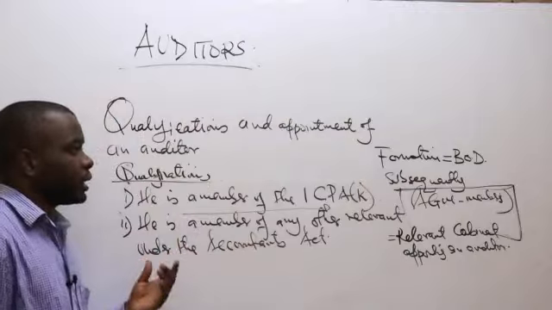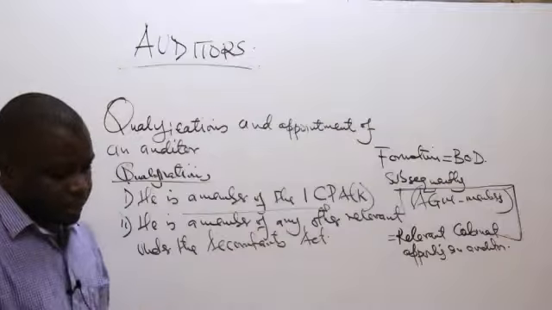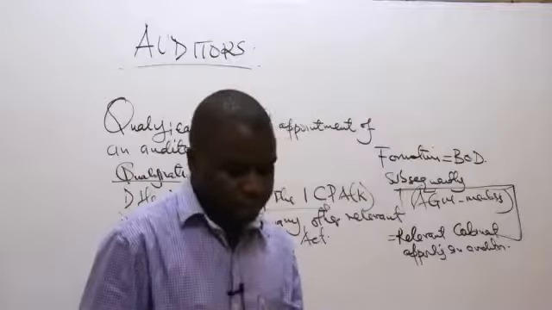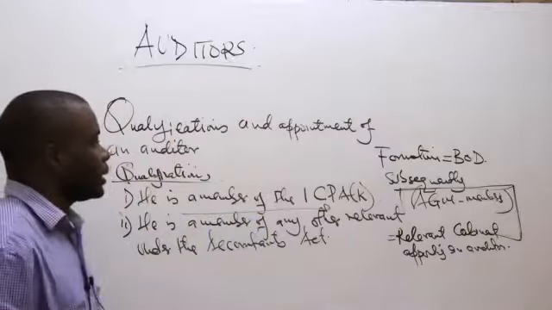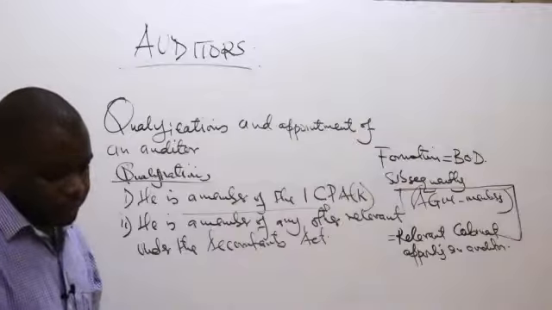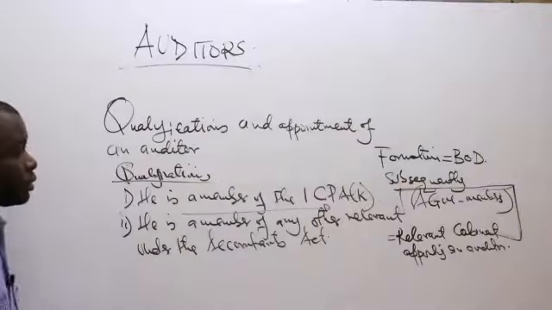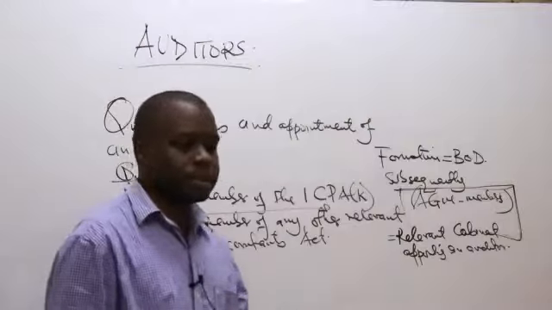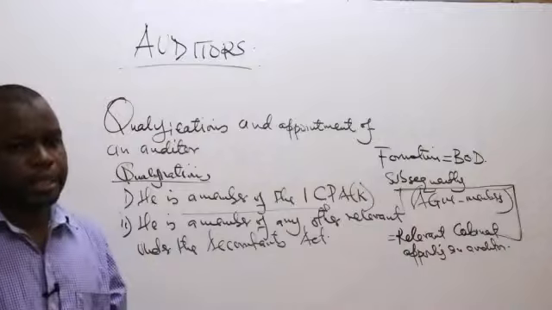So, of course, in such a case, you lose independence. You can say if his term of service has come to an end, then automatically the previous auditor will be reappointed, but certain circumstances can make him not to be reappointed.